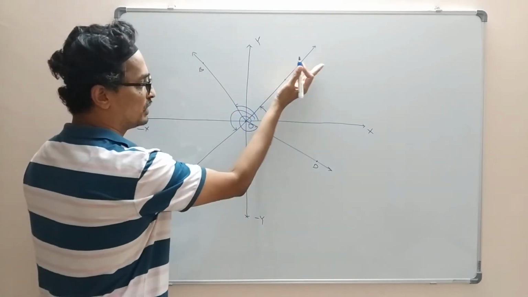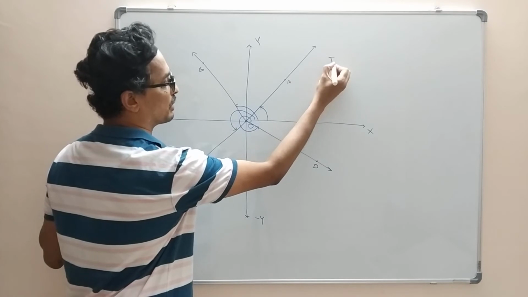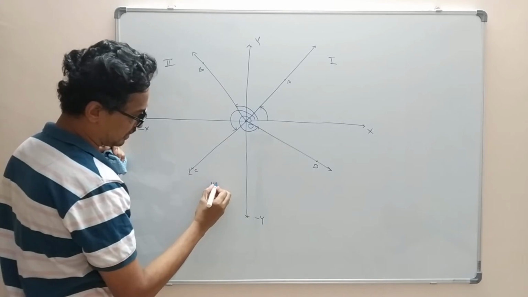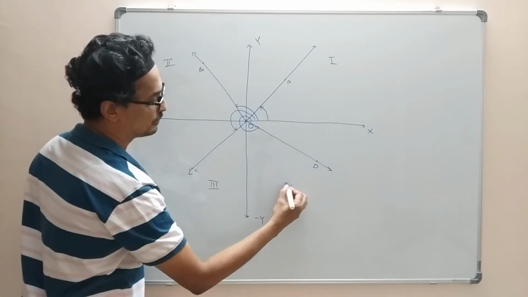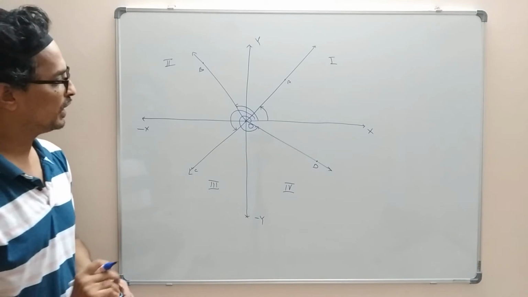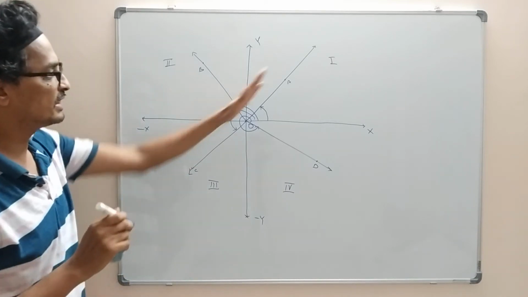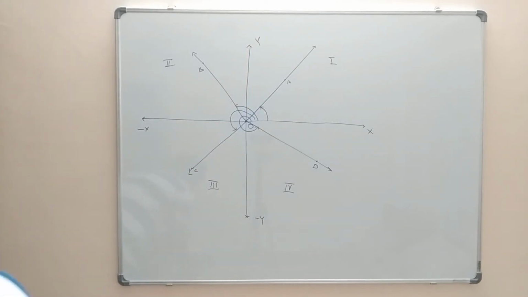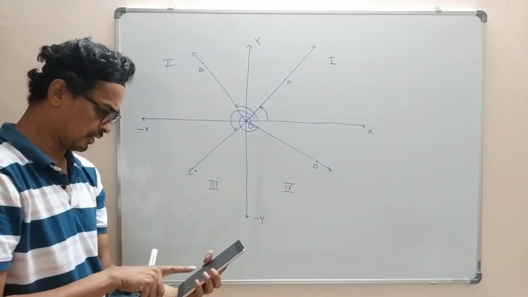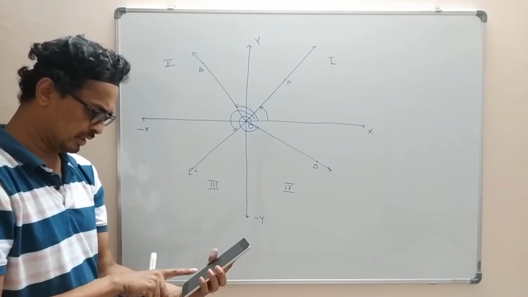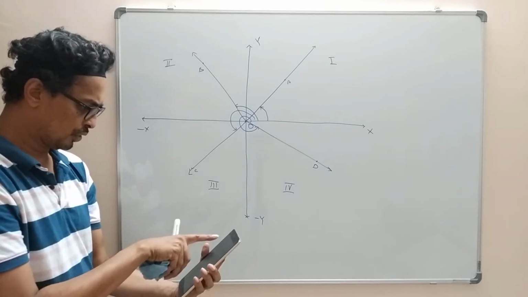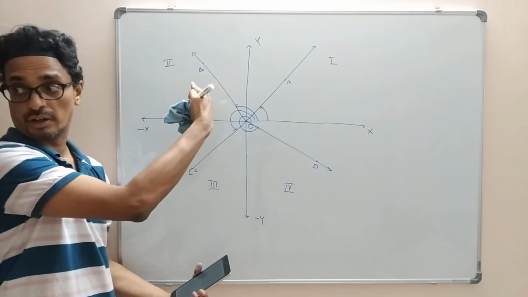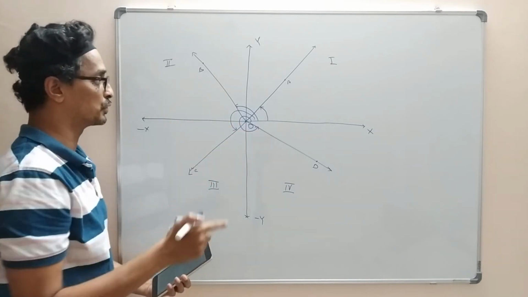So here, this ray falls in my first quadrant, this ray falls in the second quadrant, this falls in the third quadrant, and this falls in the fourth quadrant. Correct? So then we can call this angle an angle in the first quadrant. Angles in the quadrant. So this angle is in the first quadrant. This angle is in the second quadrant. This angle is in the third quadrant. This angle is in the fourth quadrant.